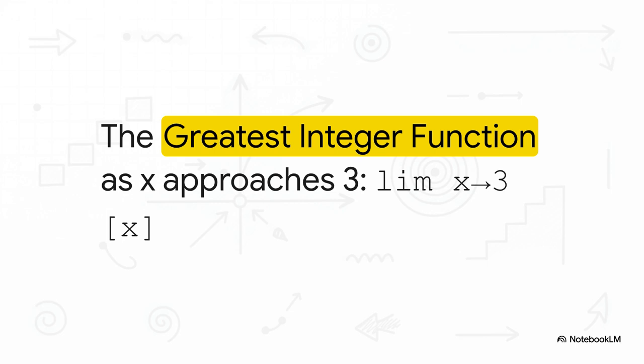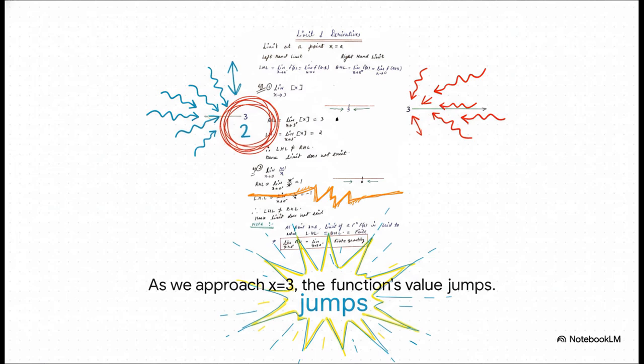We're going to see what happens as our input x gets really close to 3. Okay, check this out. Let's use our two-sided approach. First, let's come from the right-hand limit. Imagine we're plugging in numbers like 3.1 or 3.01 or 3.0001. What does the function do? It rounds them all down to 3.